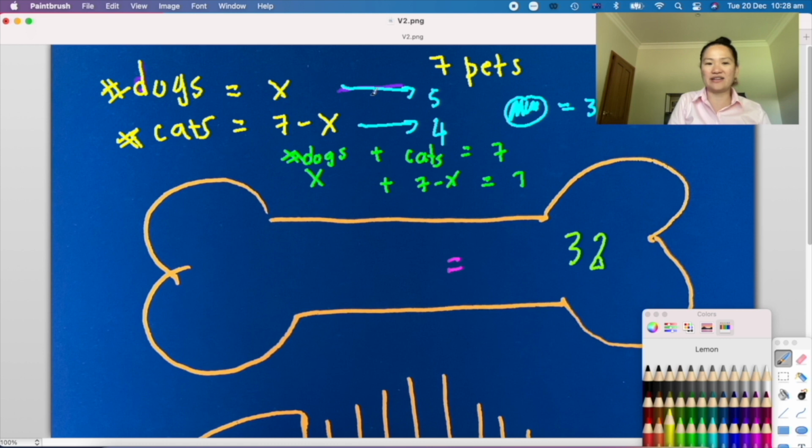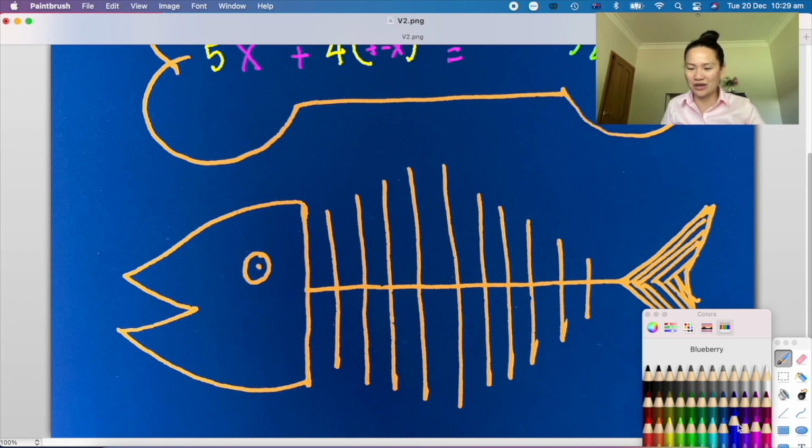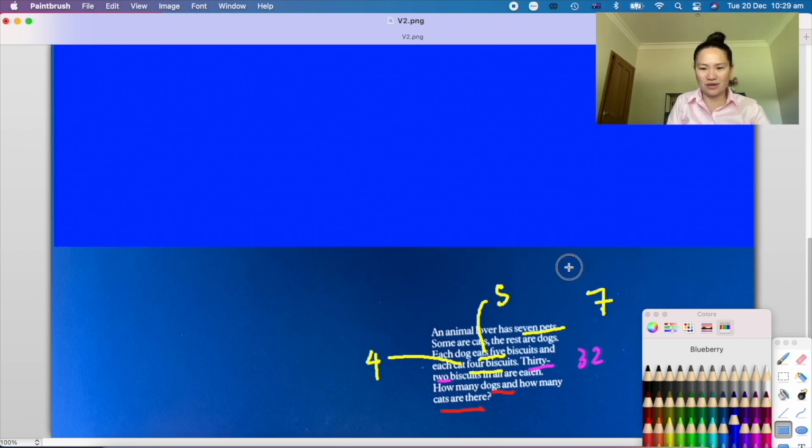So the number of biscuits that the dogs have is 5 times x, because we have x dogs and each dog has 5 biscuits. How about the cats? Each cat has 4 biscuits, so it's 4 times 7 minus x. And that's it. Now you get an equation. Okay, so good. Now I would like to go super quick and let you solve this equation with me. I need more space, so I'm going to delete this one.